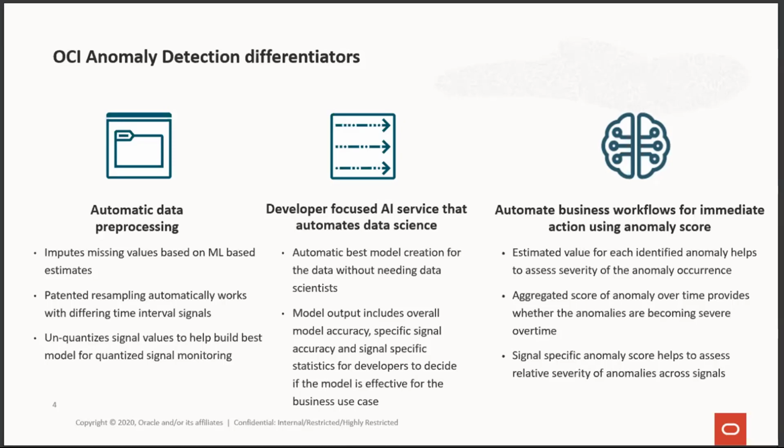Right. And the third key differentiator is that anomaly detection can be used to automate business workflows. Every anomaly is presented with critical information, which we refer to as explainability features, such as the estimated value, which helps to learn how severe the anomaly is, the aggregated score, which indicates whether the anomaly is getting worse over a period of time, and the signal-specific score, which helps to assess the severity of the individual signals. Having all of this information can help to automate downstream business applications and business workflows. Applications can be programmed to take corrective actions quickly whenever anomalous events are detected.